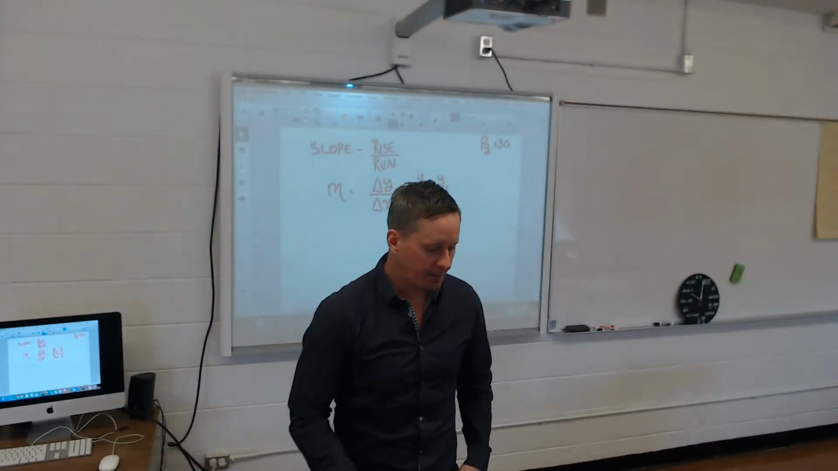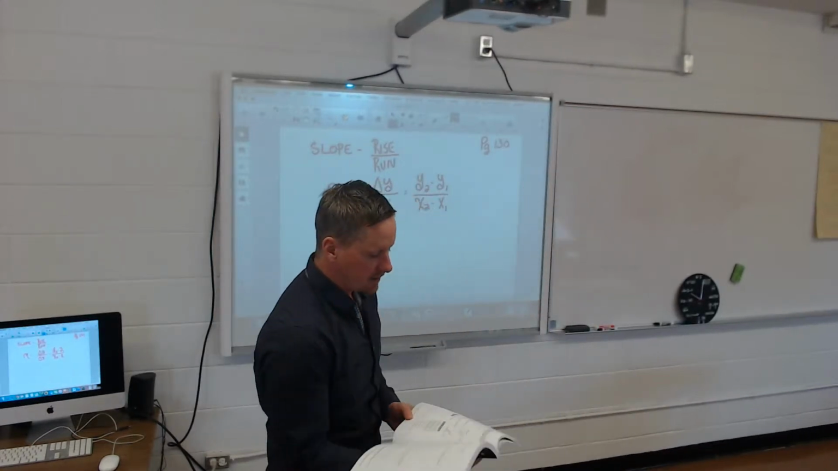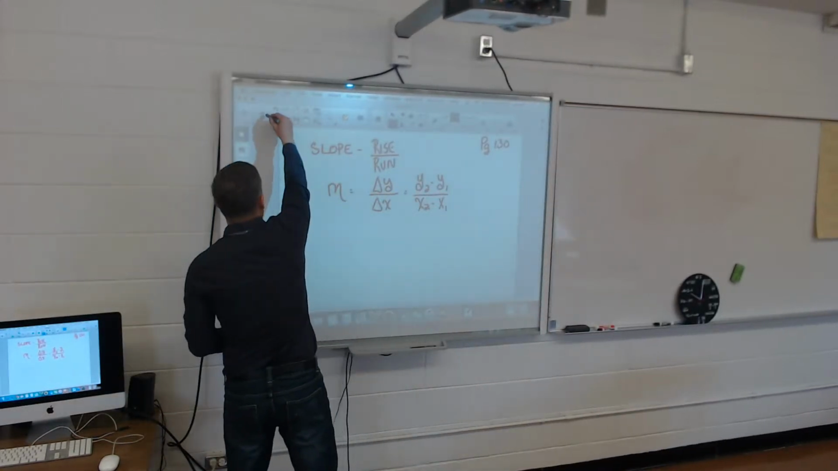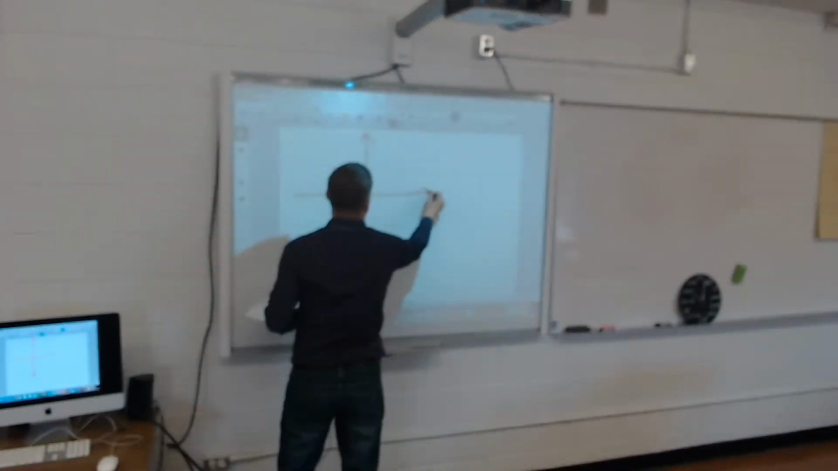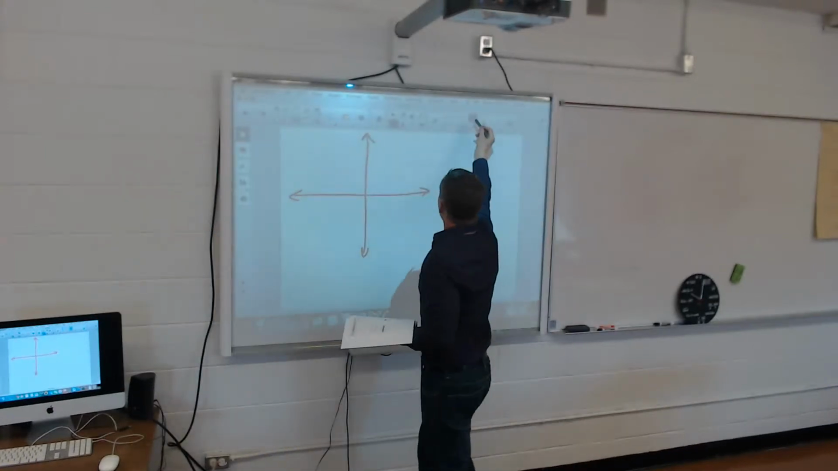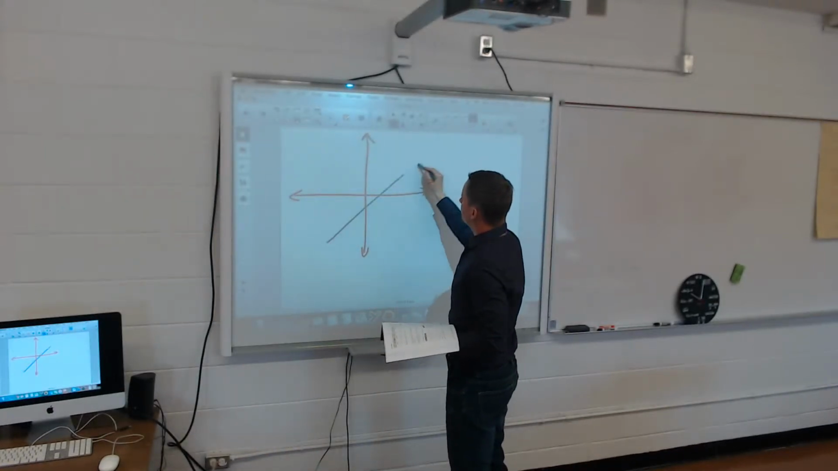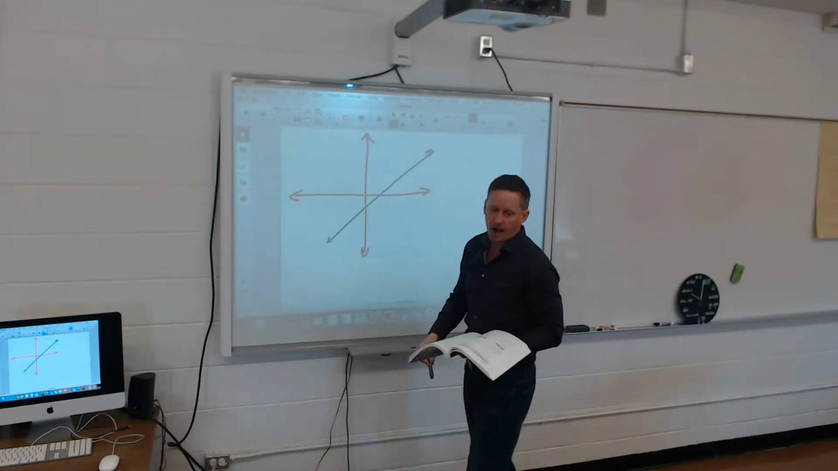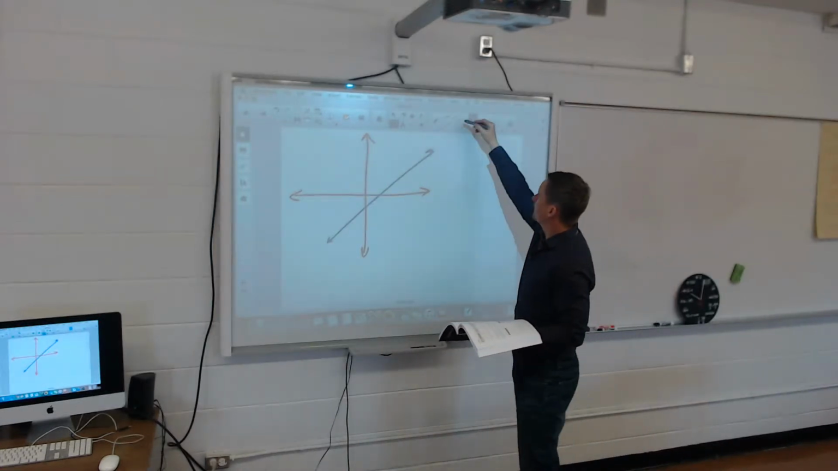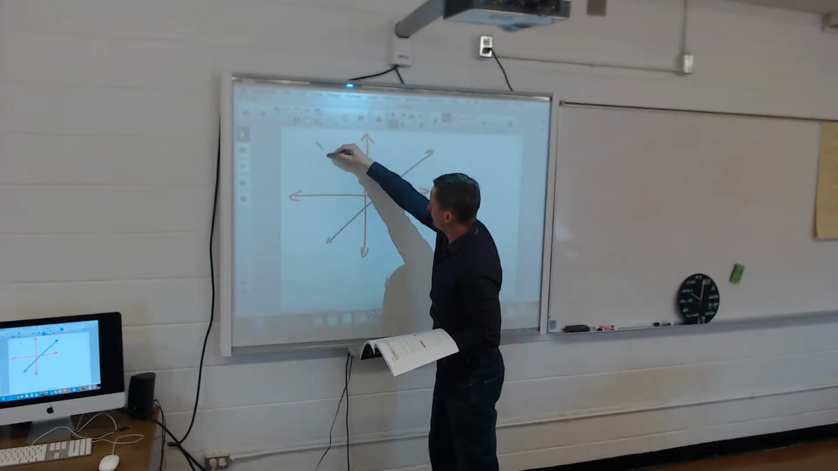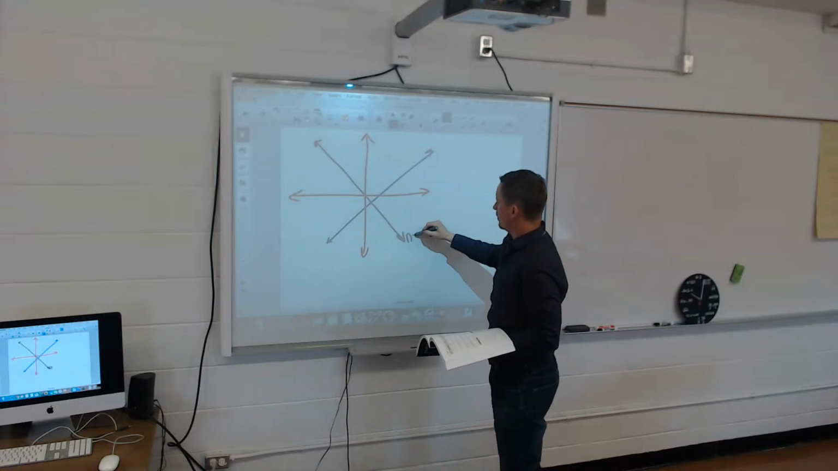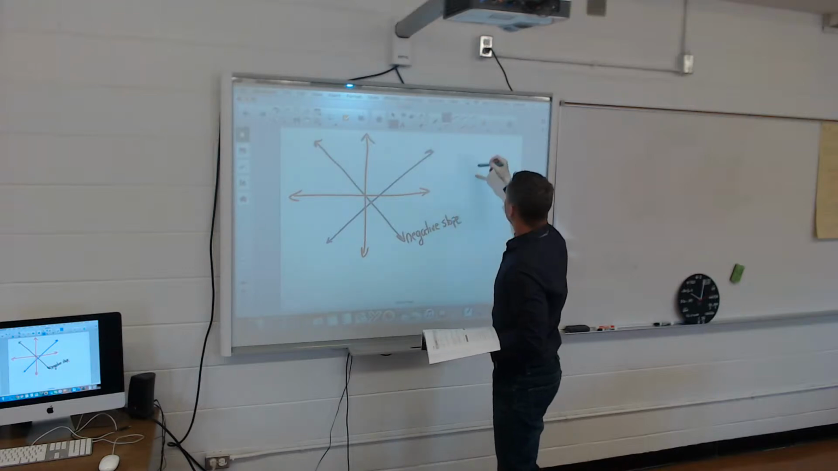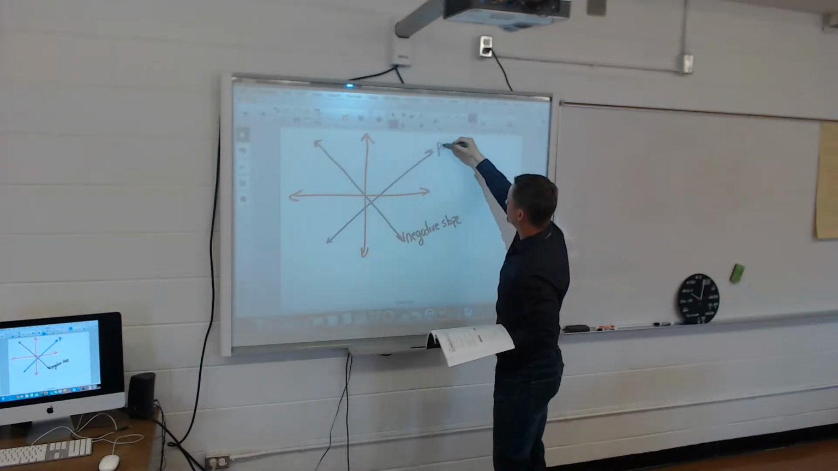All right, if you're looking on page 130, they show you different types of slopes. The first slope, so a positive slope goes from left to right and down to up. That's a positive slope. A negative slope goes from top left down to the right. So this is a negative slope. Yes. This is a positive slope.